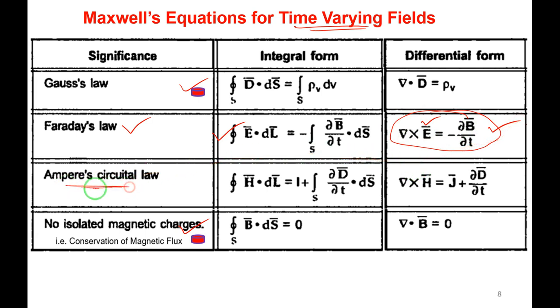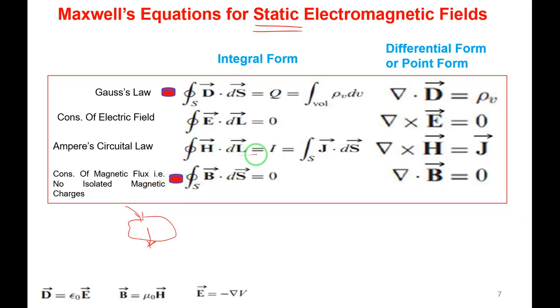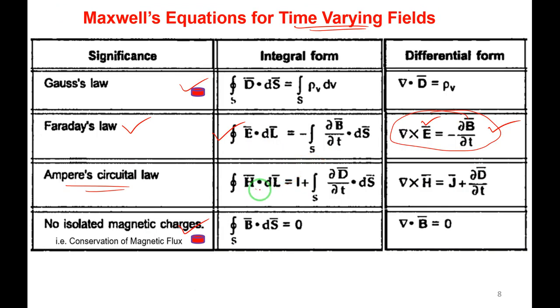Next, we know the Ampere Circuit Law: closed line integral of H dot dl equal to I. But there should be something additional for time varying fields. What is that? The rate of change of electric field, where D equals epsilon naught E, since we are analyzing in terms of electric field only. The rate of change of electric field will generate the magnetic field. So the differential form is del cross H equal to J plus dou D by dou t. For static fields, del cross H equal to J, but for time varying fields the variation of electric field should be shown, dou D by dou t.